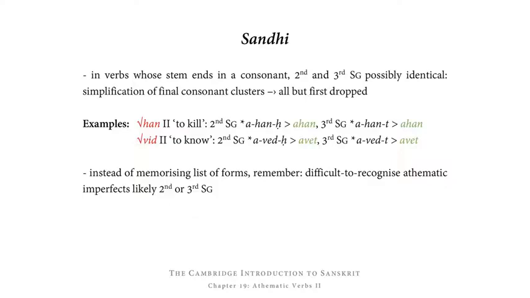Instead of memorizing a list of forms like this, forms that are not that frequent, you should simply remember that difficult to recognize athematic imperfects are likely second or third singular, and then look at them in the context of whatever sentence you have found them in and try to figure out from the context what the form you are looking at most likely is.